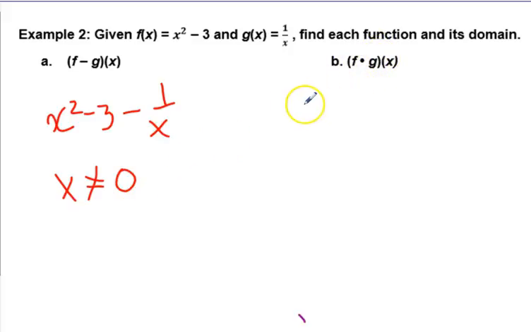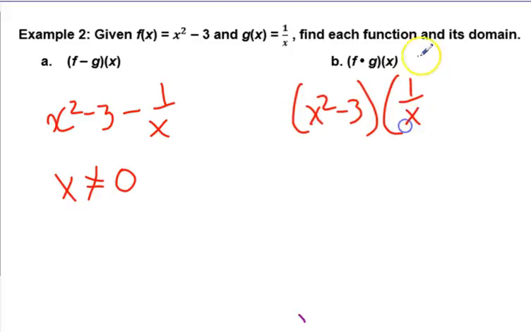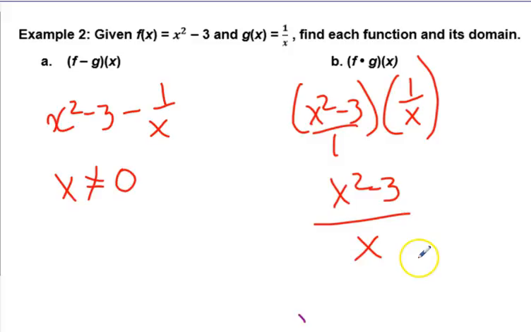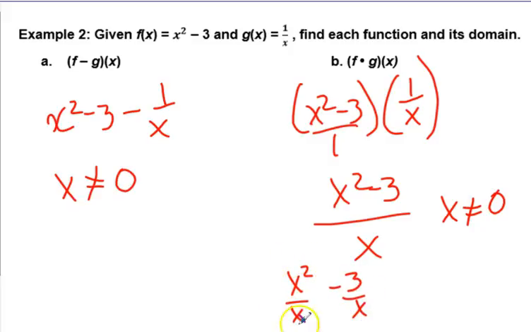This is f times g, so I have x squared minus 3 times 1 over x. You could write this a whole bunch of different ways. This is basically over 1, so if we multiply the tops together, we get x squared minus 3 over x. Tops and the bottoms together. X can still not equal what? You could also have written this as x squared over x minus 3 over x. This would have reduced to x minus 3 over x, and I would have accepted that answer. They're equivalent, okay? I'm not going to be picky about how you write it.